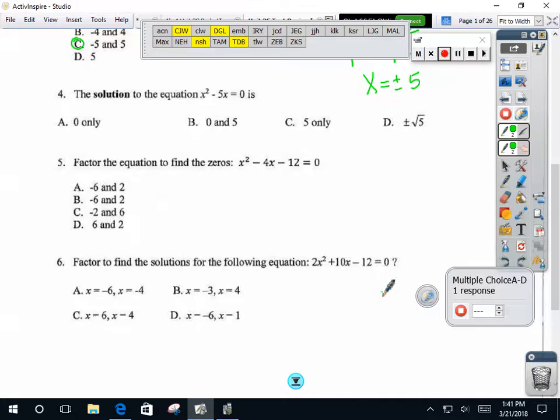Try it real quick while you're waiting on everybody else to put their answer in.